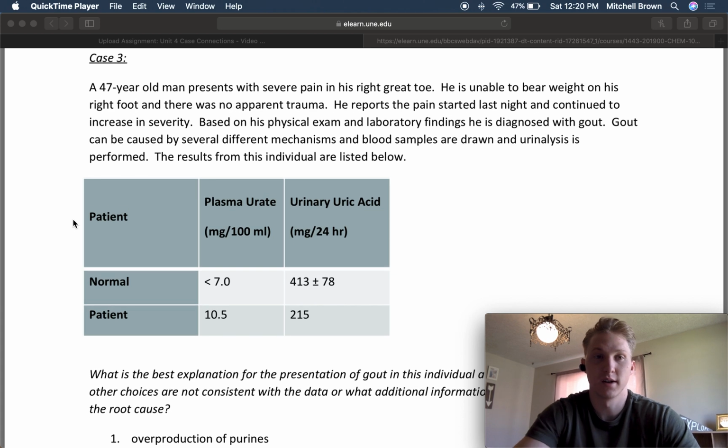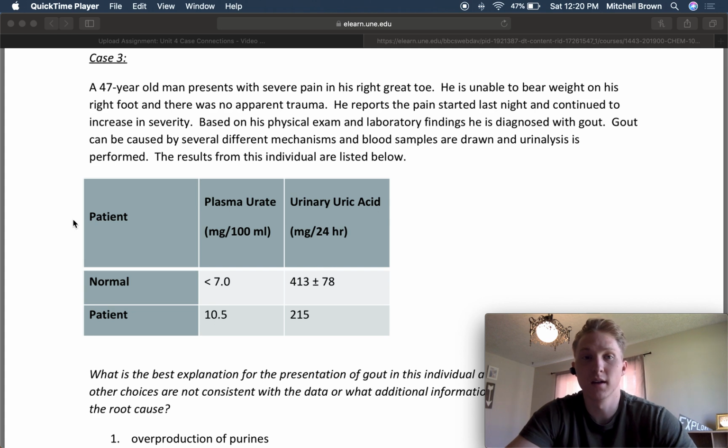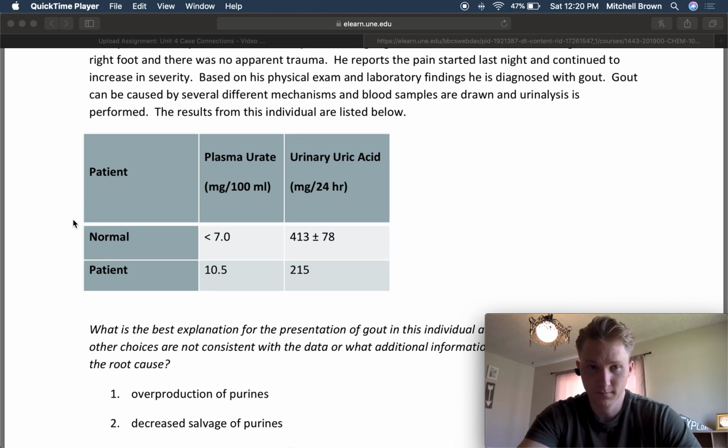To present case 3, a 47-year-old man presents with severe pain in his great toe. He is unable to bear weight on his right foot, and there was no apparent trauma to his foot. He reports the pain started last night and continued to increase in severity. Based on his physician's exam and laboratory findings, he is diagnosed with gout. Gout can be caused by several different mechanisms, and blood samples are drawn and urinalysis was performed. So the results are shown here.